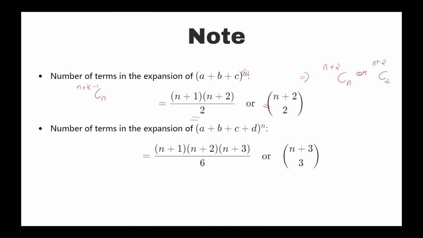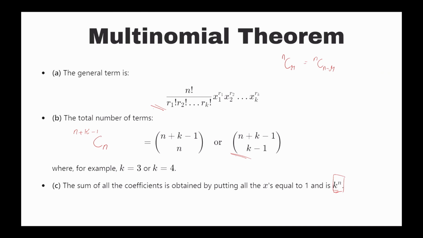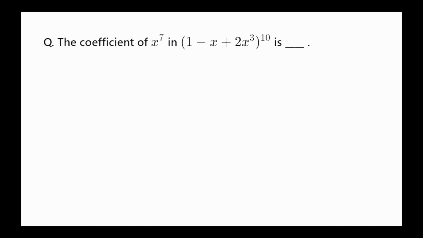Even if you do not remember this standard format, you just remember this formula, the total number of terms, and based on that, you can calculate your answer. So now let's look at this question. What would be the coefficient of x to the power 7 in this multinomial?